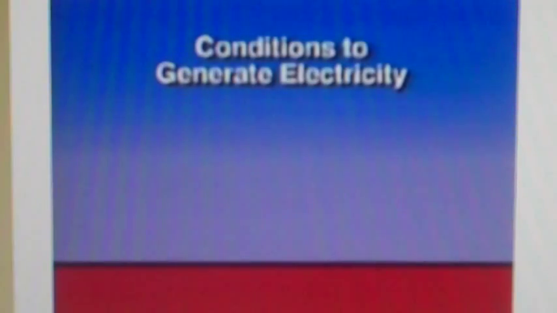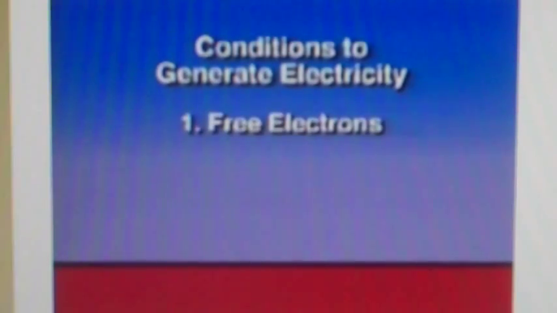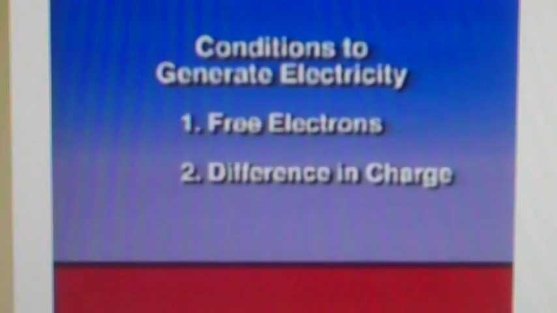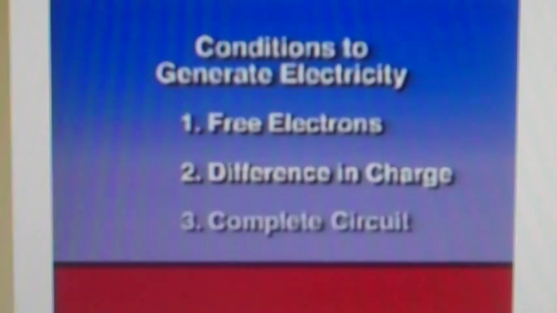To generate electricity, 3 conditions must be present. 1, there must be free electrons available to move from atom to atom. 2, there must be a difference in charge. And 3, there has to be a complete circuit. Let's take a look at these 3 requirements in more detail.